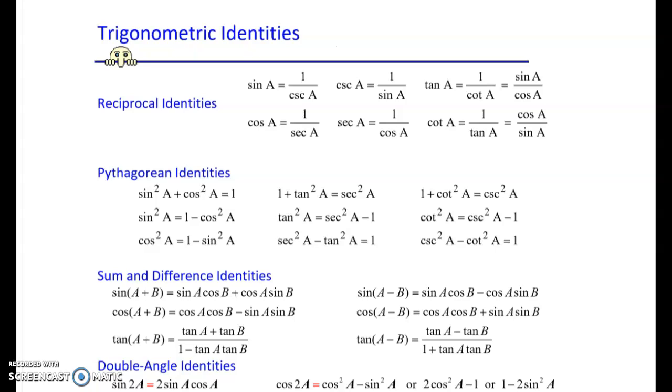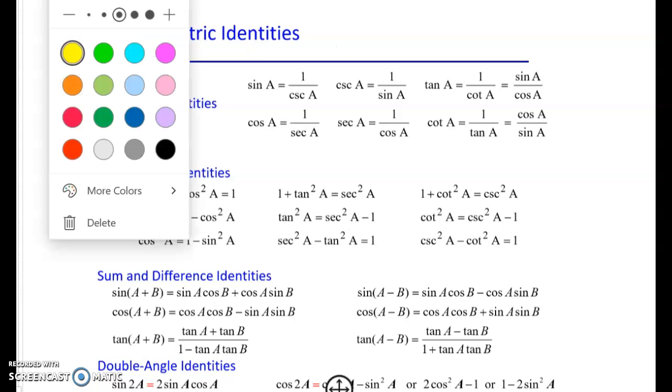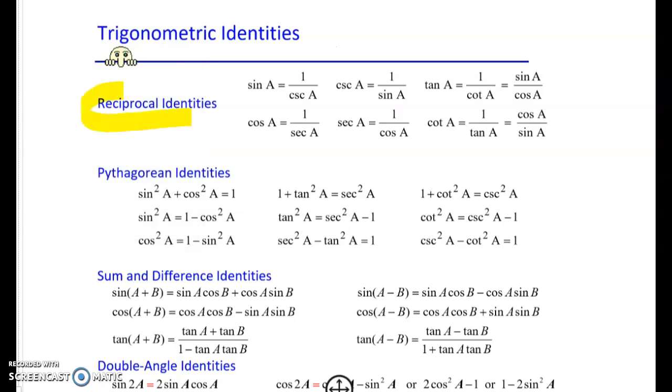So the only identities we are going to be looking at this week, and probably next week or so, but at least this week I know for sure, I haven't looked that far ahead, are just these first ones here. The reciprocal identities and the Pythagorean identities. Okay? You are 100% already familiar with all these reciprocal identities.